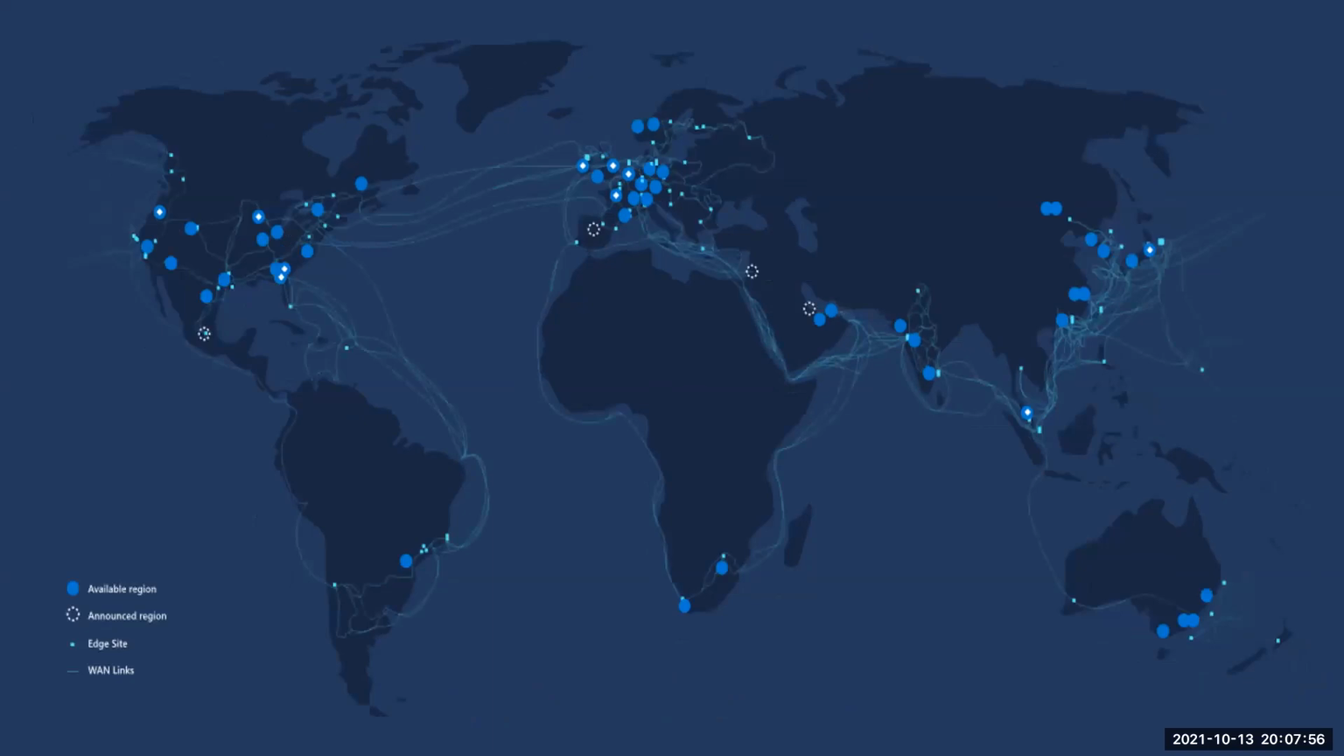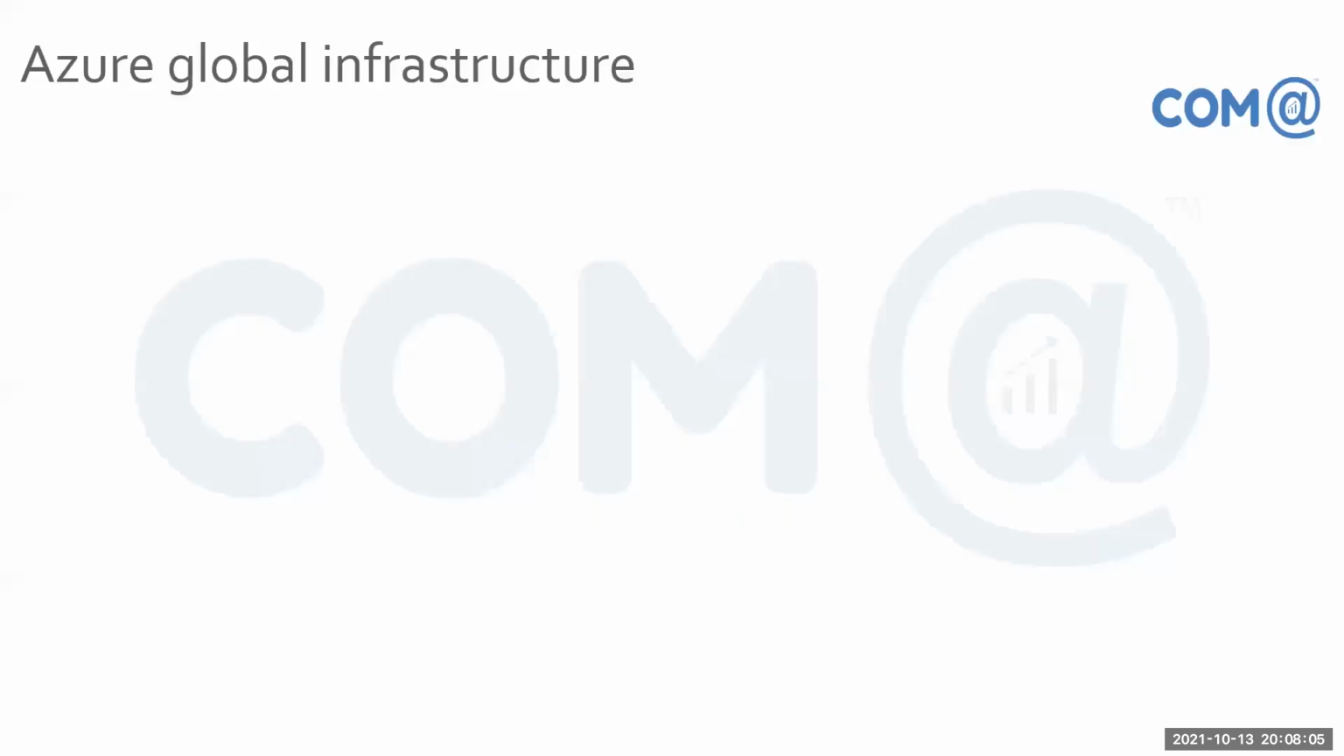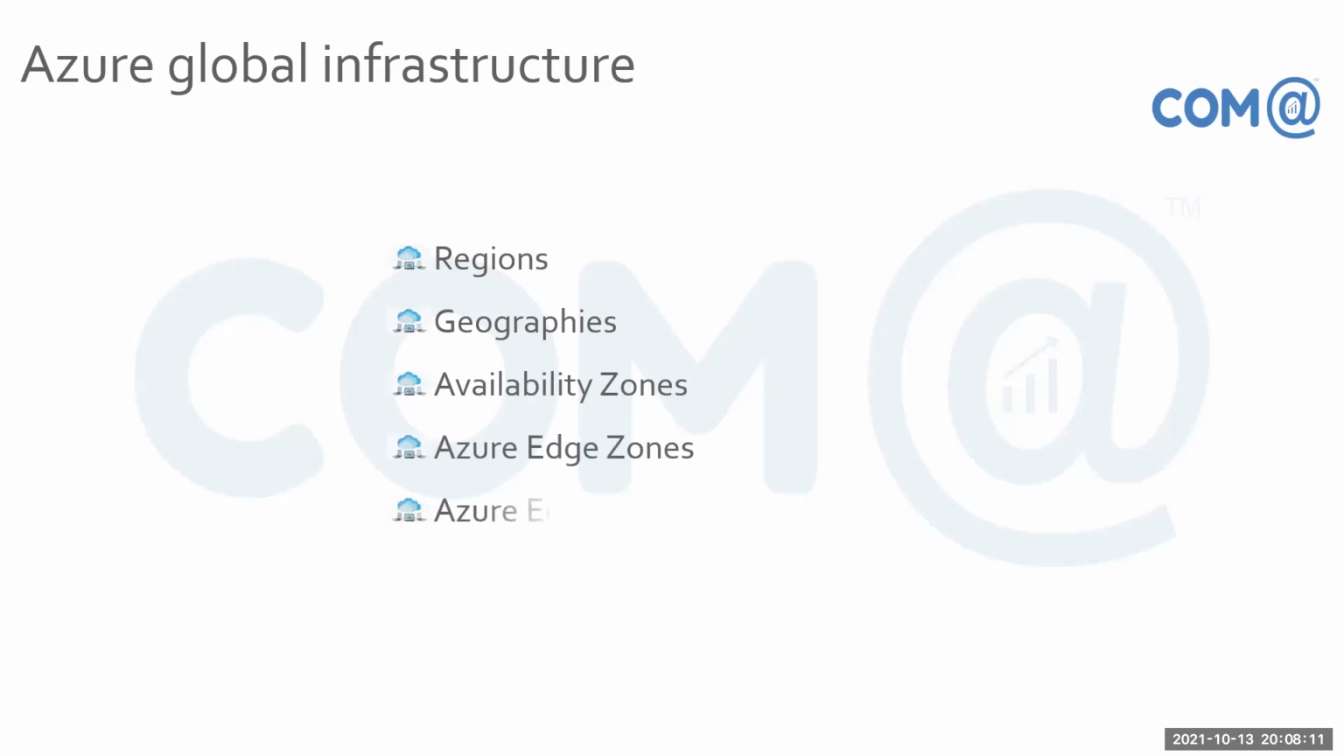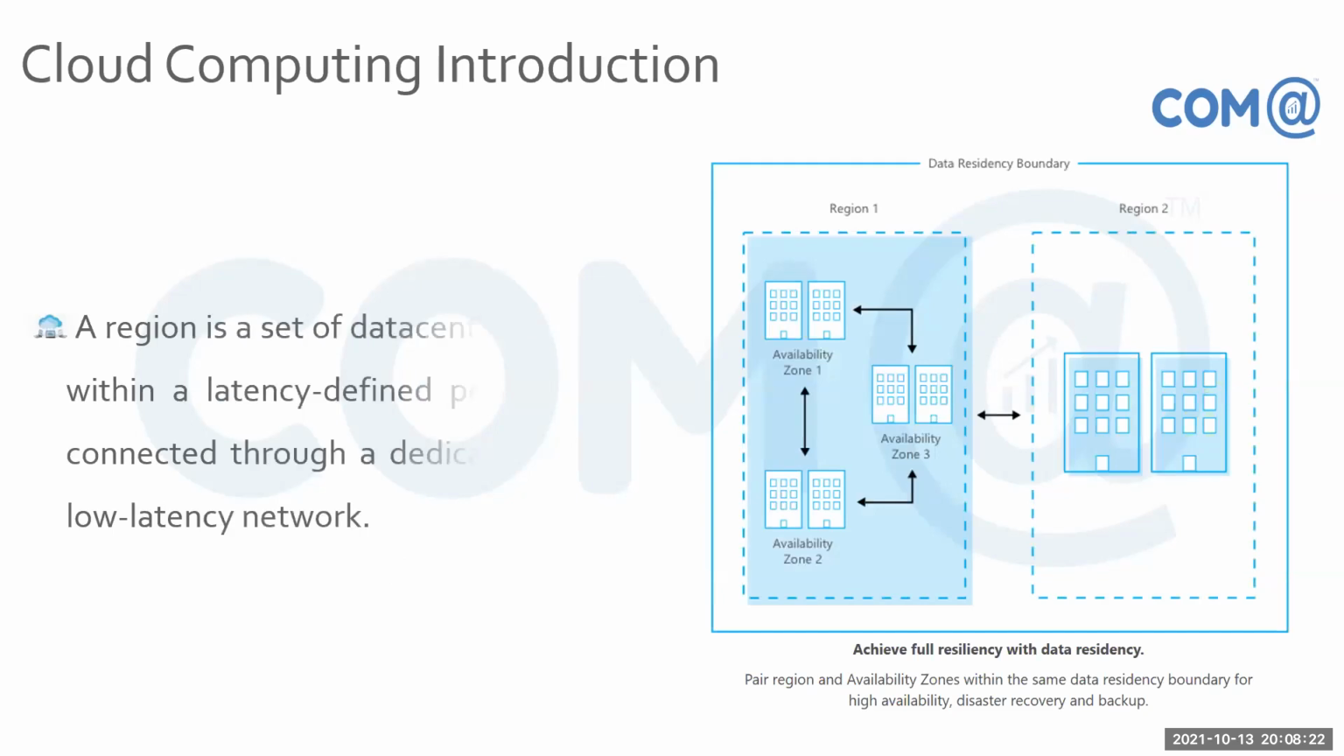And in this picture, you can see the connectivity between all the regions. So this is how the connectivity is. To understand the global infrastructure, we need to understand regions, geographies, availability zones, Azure edge zones, Azure edge zones with carrier, and Azure private edge zones.